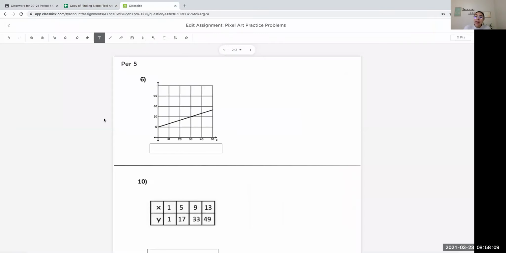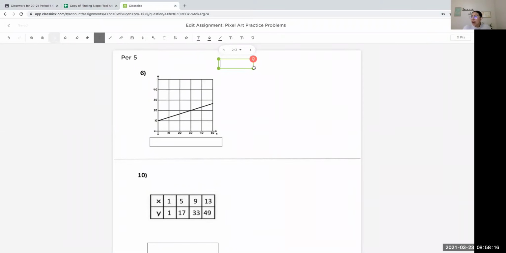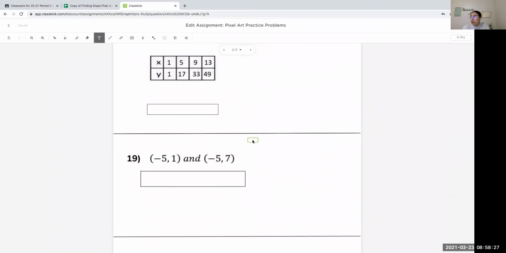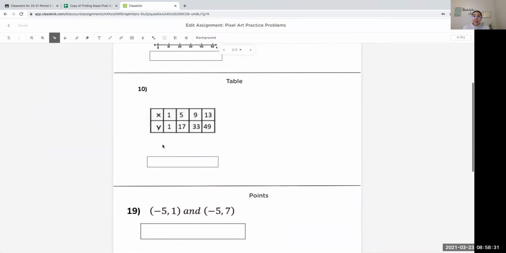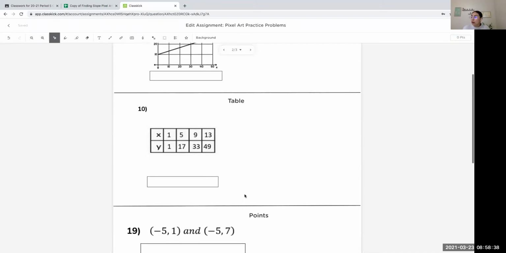Okay, so I have picked out a couple of example problems that we can work through. I have picked out a graph, and I also picked out a table, and also picked out a problem that has points. These are basically the 3 different types of examples that we've worked through already in our class and that you should be able to do. And if you can't, then we'll be practicing with them.